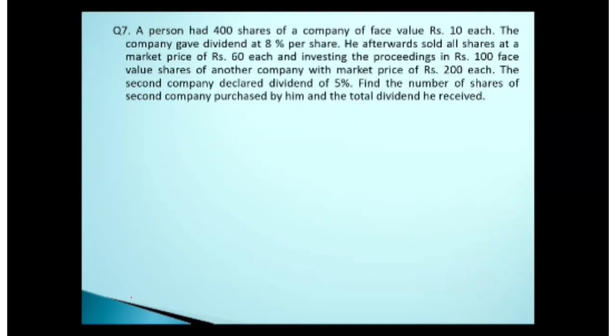So in the first company, the face value is 10 rupees, number of shares is 400, and the rate of dividend is 8 percent, market price is 60. That is all about the first company. For the second company, the face value is 100, market price is 200, rate of dividend is 5 percent.